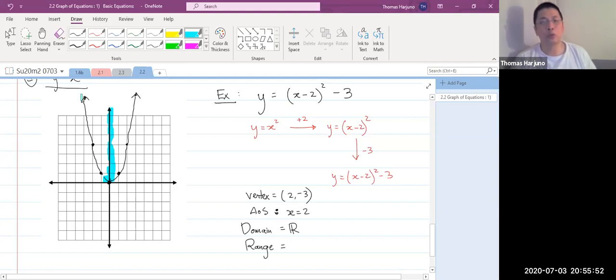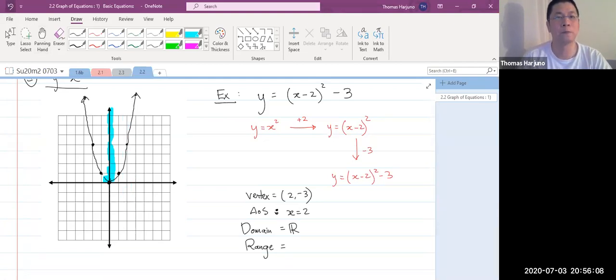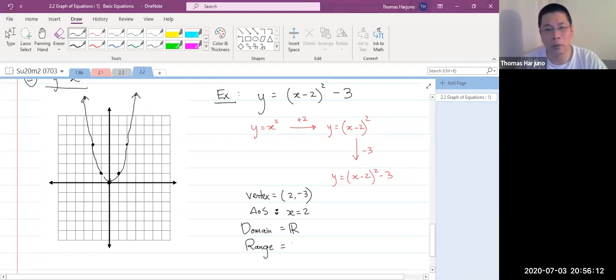Okay, but when you move it to the right 2 units, it won't change the range. It will just move 2 units to the right, right? It still has the same range. But then when you move 3 units down, it will start from -3 instead of starting from 0. So the range now is from -3 to infinity.